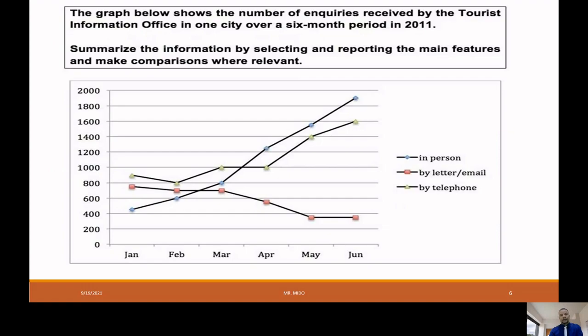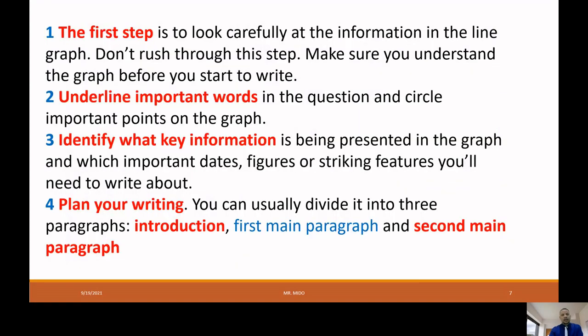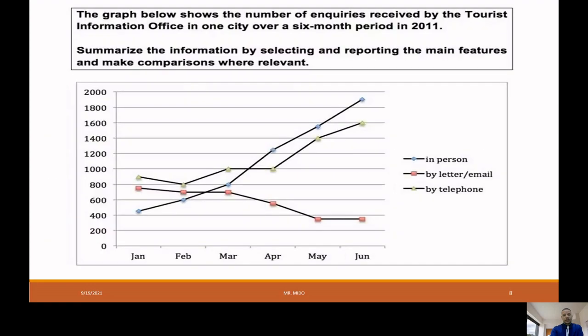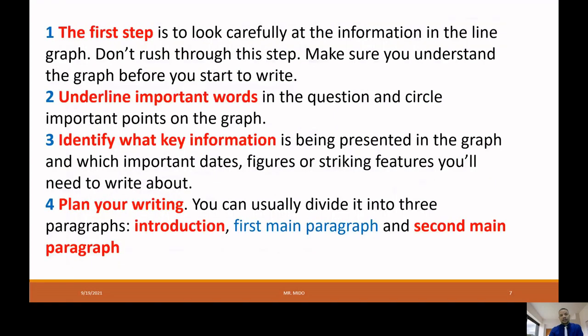If I go back to the question, I have here the graph. So what is the name of the graph? Is it a pie chart? No. Is it a line graph? Yes. So instead of saying the graph, you would say the line graph. Name it. Below shows, instead of using the verb shows, you use another verb, provides, and so on. We'll see that. Underline the important words in the question and circle important points in the graph.